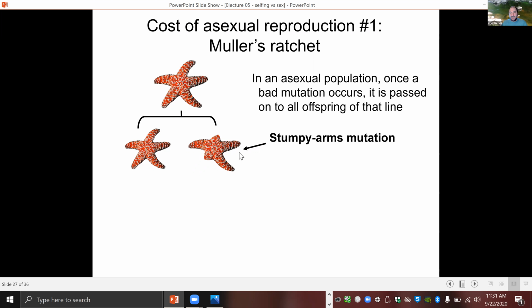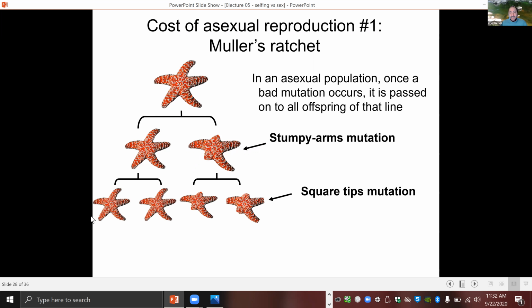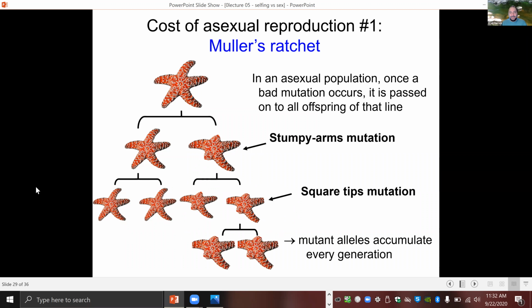Let's say in one of these offspring, we have a mutation called stumpy arms. Two of the arms are shorter than the others, and it has a selective disadvantage. Then in the next generation, we see another harmful mutation called square tips. Now we have individuals that have both stumpy arms and square tips, so much lower fitness. The net effect is that it brings down the entire fitness of the population, because a lot more individuals are going to die off because they can't survive.